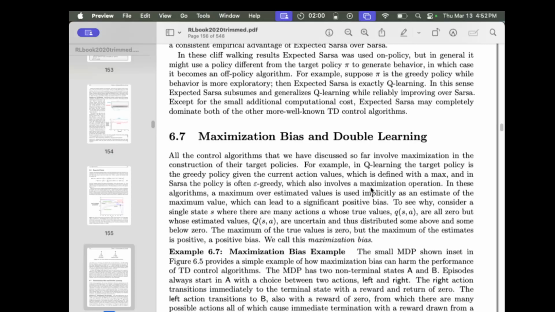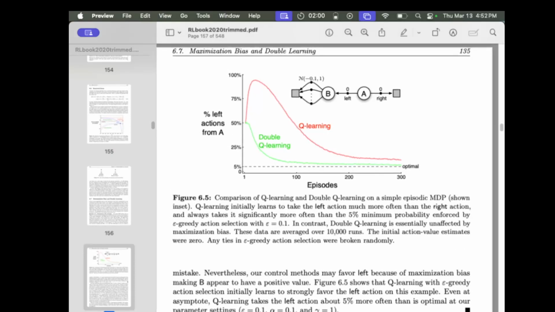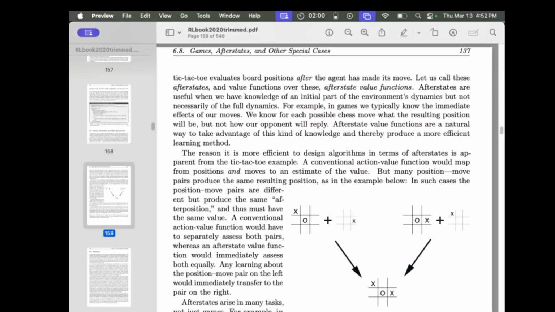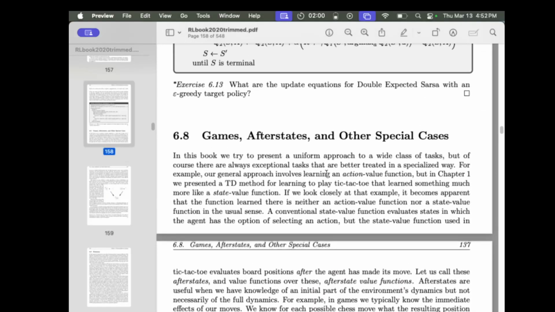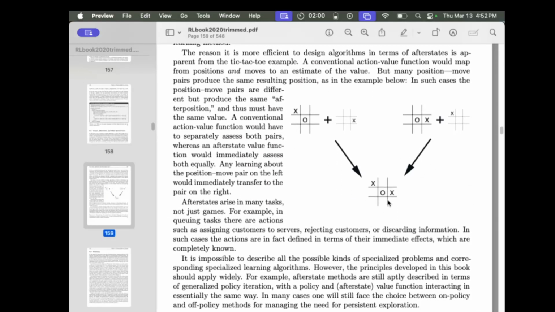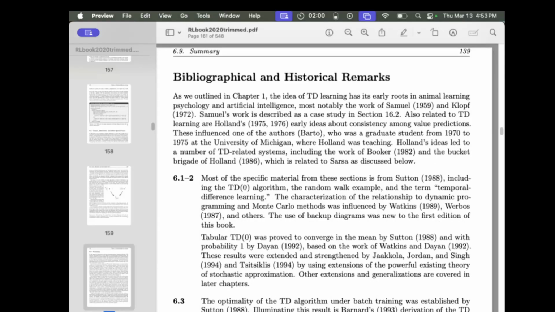Okay, I want to get to TD lambda. I guess this might be in another chapter. Oh, hey, look at this. Tic-tac-toe afterstates. There, you've got state S, action A, state S, action A, but they lead to the same state. That's interesting. Okay, let's keep going.